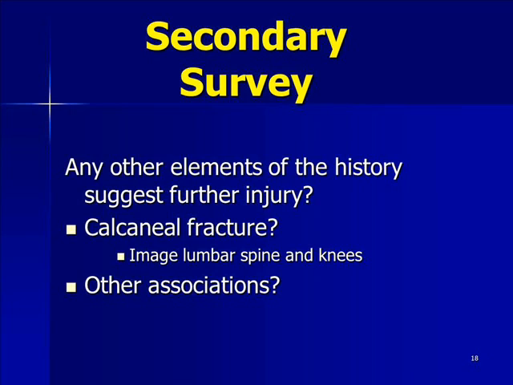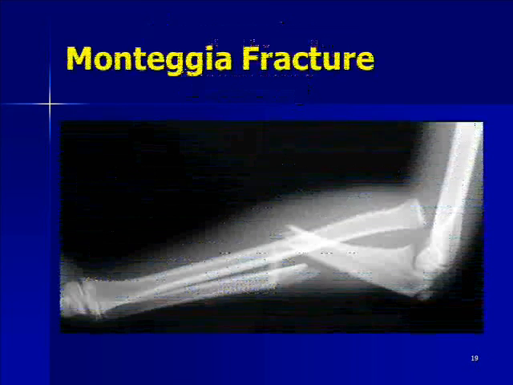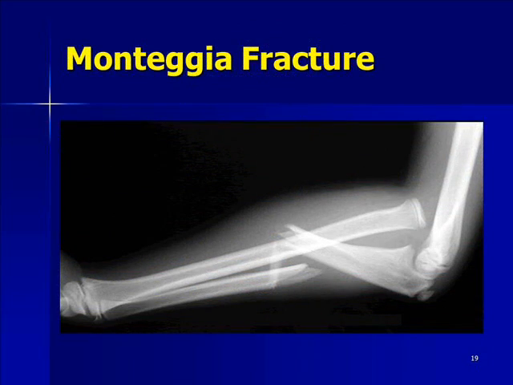In the secondary survey, any other element of the history that might suggest further injury should be explored. For example, if you have a calcaneal injury, you must look for injuries in the knee and in the lumbar spine. And there are some injuries that might be associated. For example, some complex injuries: if you have a dislocation of the radioulnar joint, you must also look for a fracture in either the radius or the ulna, the so-called Monteggia and Galeazzi fractures.